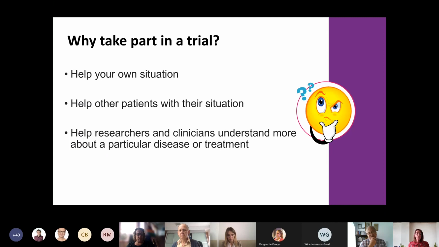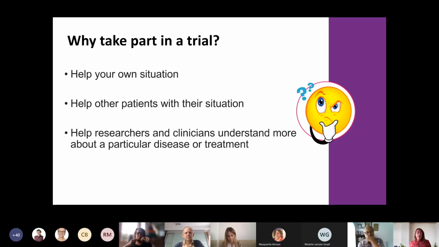Why would you or I take part? Well, quite simply, you might help your own situation. You may be in a position where there are no regular treatment options for you, and there may be new treatments being tested. These new treatments could potentially help you fight the disease that you have much better and give you a longer lifespan or a better quality of life, as has been described. Of course, these new treatments may have different risks to you, but those will be explained to you during the trial.